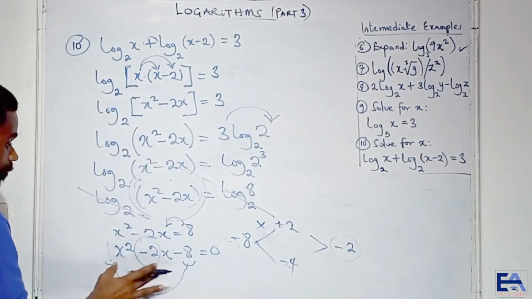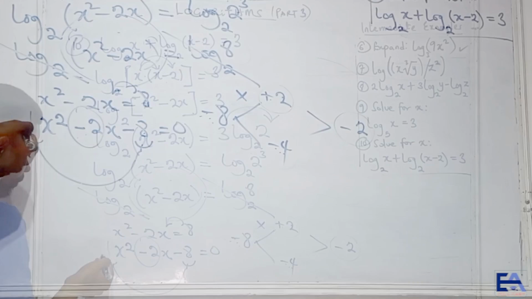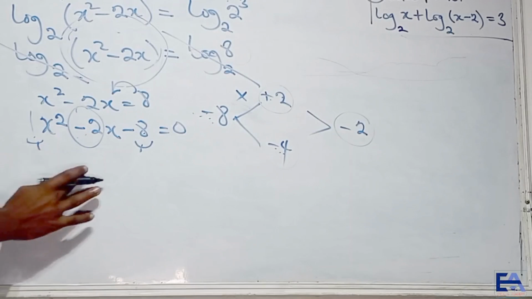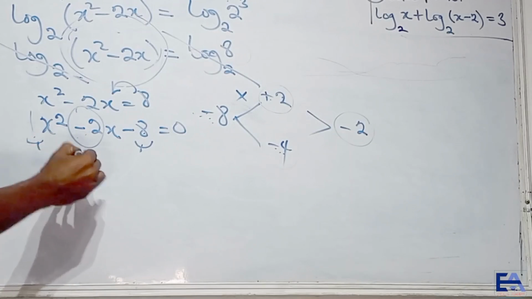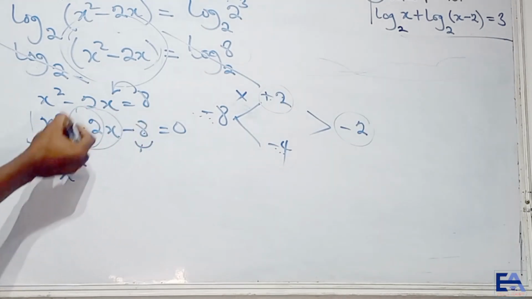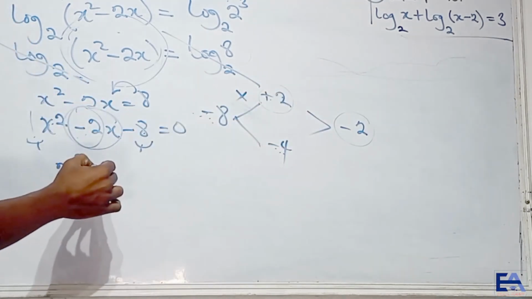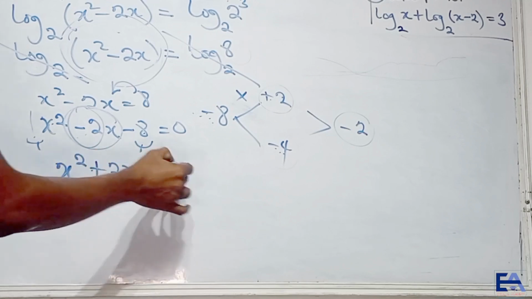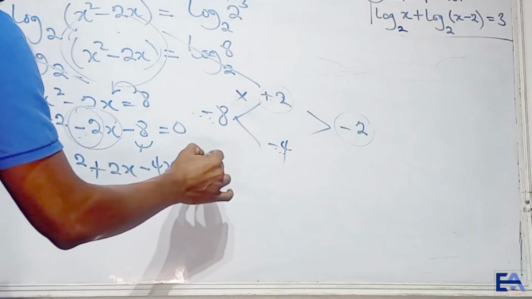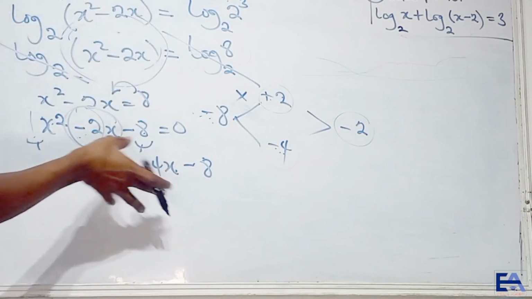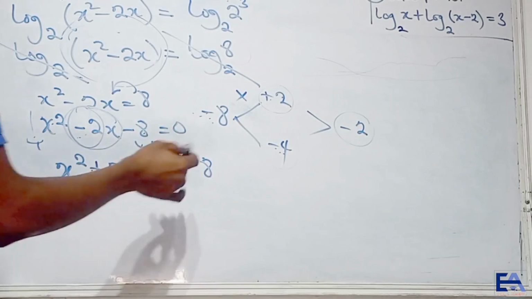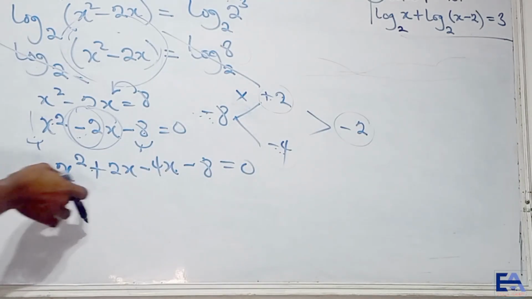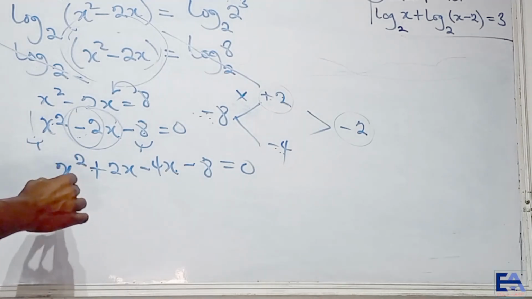Now that we have been able to achieve those two values, instead of writing all of this, we'd rather write x squared, and instead of minus 2x, we'd rather write plus 2x minus 4x, because plus 2x minus 4x will still give us minus 2x. Then we have minus 8. Now we have left the topic of logarithm and we are inside quadratic equations. So equate everything to 0. Now having all of this, you now factorize by grouping.